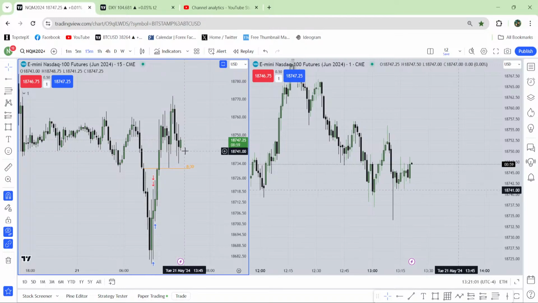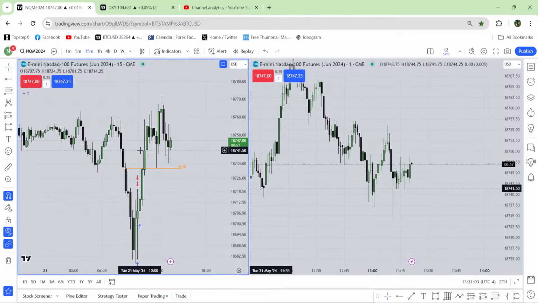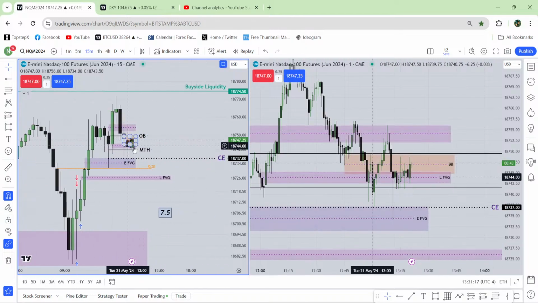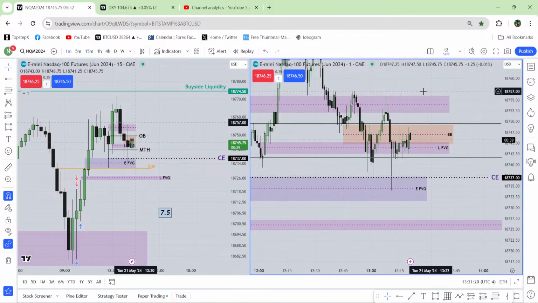Now it has traded the mean threshold. Nobody closed below the mean threshold. When price went higher, this high and that high have made relatively equal highs, which is my buy side liquidity now. So all I need is a market structure shift over here. If I get a perfect market structure shift toward the buy side liquidity, I'll take that entry.